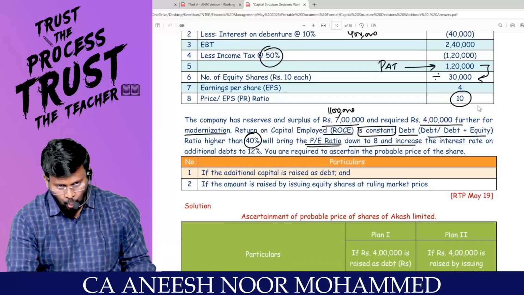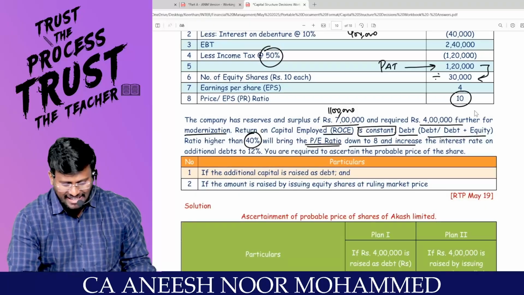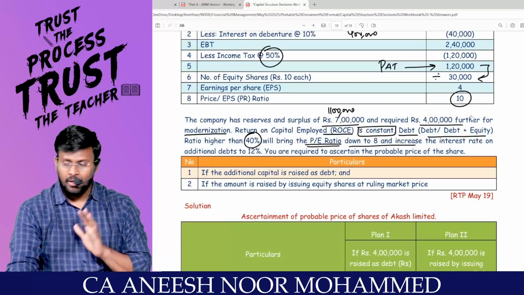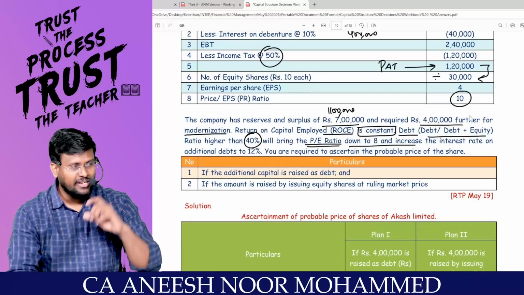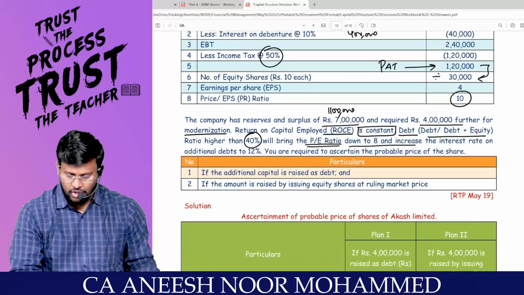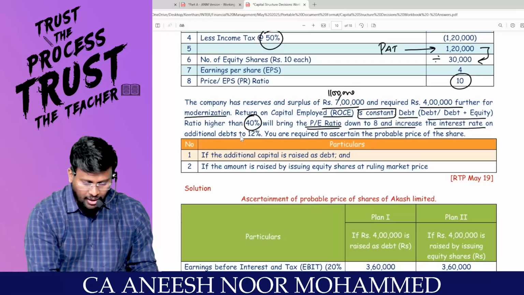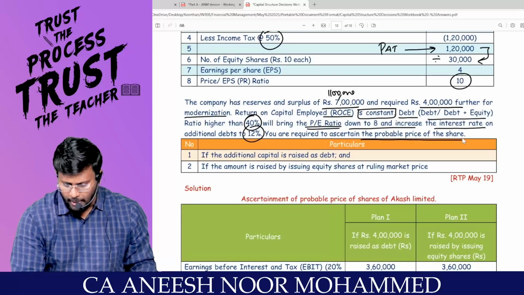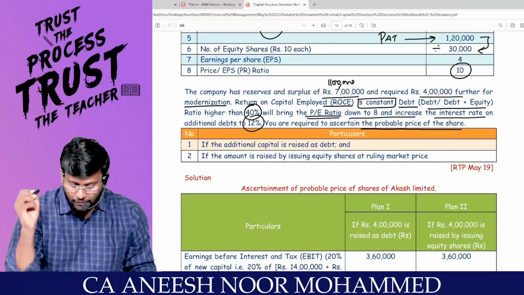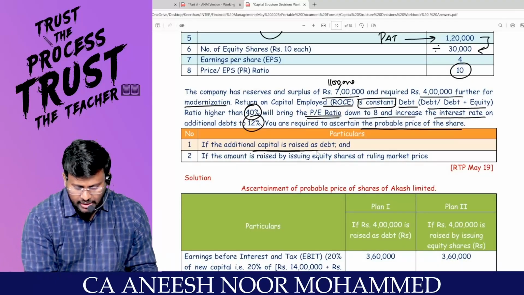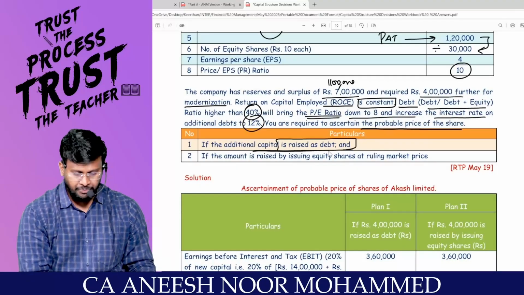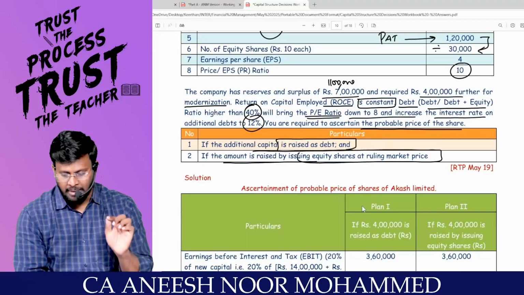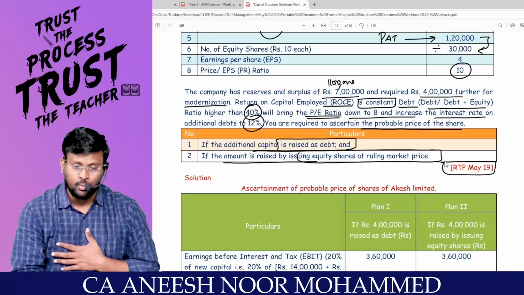That means now 10 is the price earning ratio. If you inject more debt into the structure, equity shareholders will start to fear and it will reflect in the price earning ratio, and the interest rate on additional debt is 12%. You are required to ascertain the probable price of the share if additional capital is raised only as debt, or if the amount is raised by issuing equity shares at the ruling market price. This is an RTP May 2019 question.